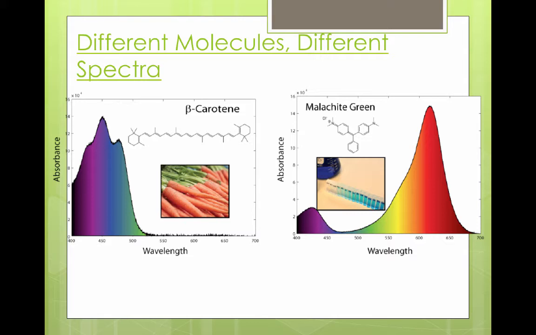So here we see a couple of spectra of how much light is absorbed and what wavelength of light is absorbed by two different molecules. The one on the left is beta carotene. Again, that's the color that's responsible for the orange that we see in carrots. And because we see orange, that means that it's actually absorbing the purple, blue, and a little bit of the green wavelengths of light. On the other hand, if you look at some molecule like malachite green, because we see the greenish-bluish color, that means that it is absorbing more orange and red types of wavelength.